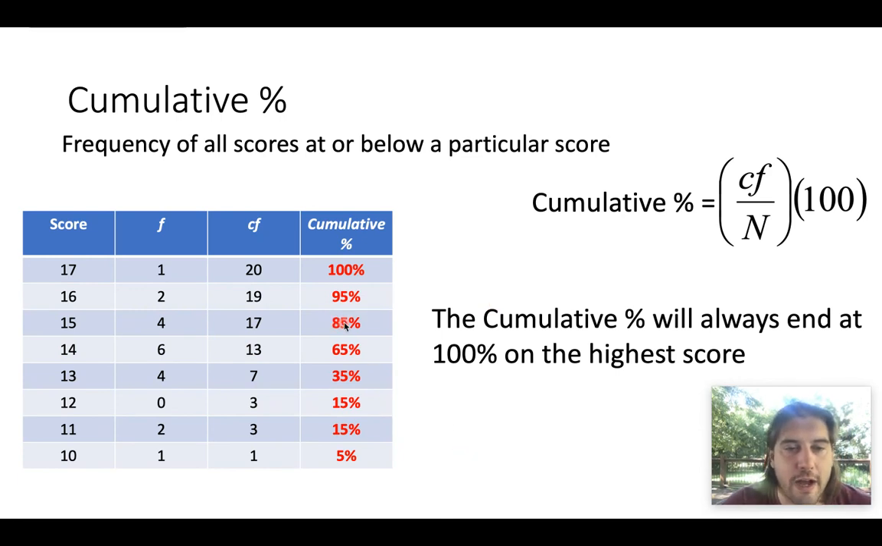So we had 85 is the cumulative percentage of 15. That's 17 divided by 20 times 100, right? 17 is the cumulative frequency. 20 is our n times 100. So on and so forth.